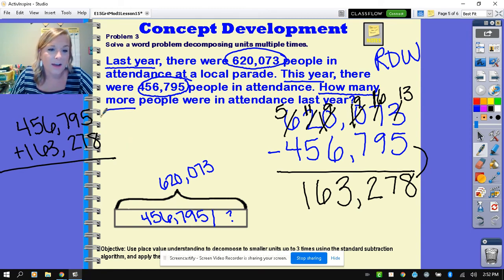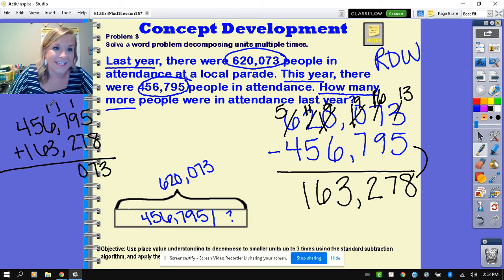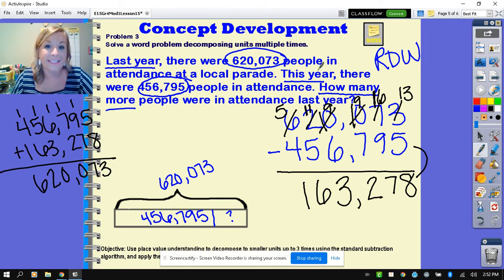So 8 plus 5 is 13, so I leave my 3, carry my 1. 9 plus 1 is 10, plus 7 is 17. 7 plus 1 is 8, plus 2 is 10. So I'm going to leave my 0, carry my 1. 6 plus 1 is 7, plus 3 is 10. So again, I leave my 0, carry my 1. 5 plus 1 is 6, and 6 plus 6 is 12. So I leave my 2, carry my 1. And then 4 plus 1 is 6, leaving us with an answer of 620,073. That's how many were in attendance last year. So it does completely check out.